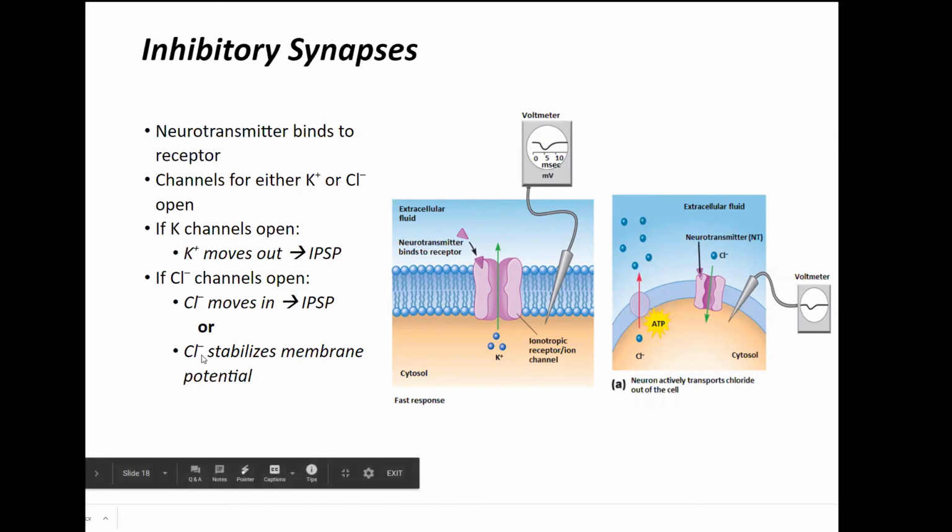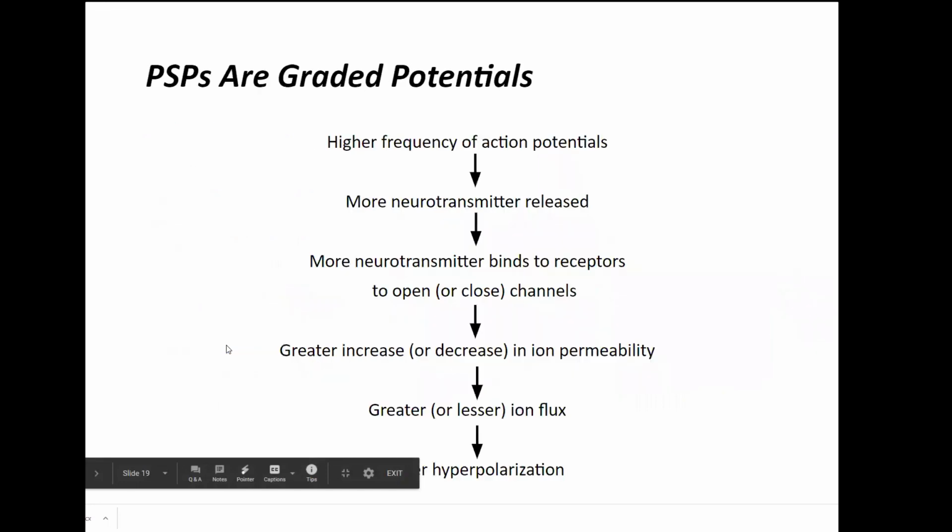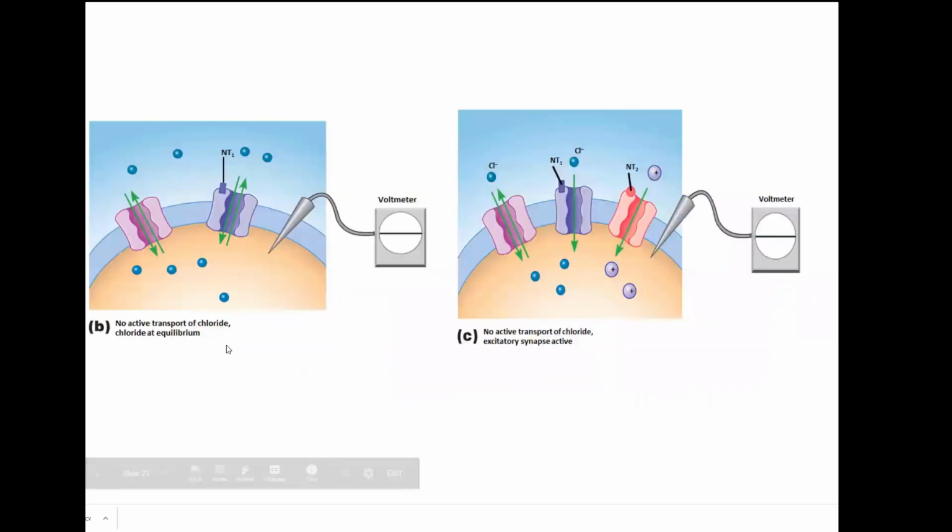The other thing we'll see with the chloride stabilizing membrane potentials, is there a picture? Okay, there is eventually a picture. Sorry, it's not the next one, guys.